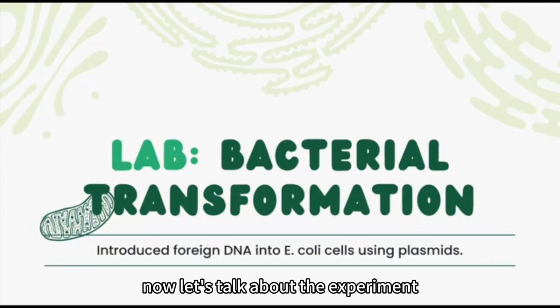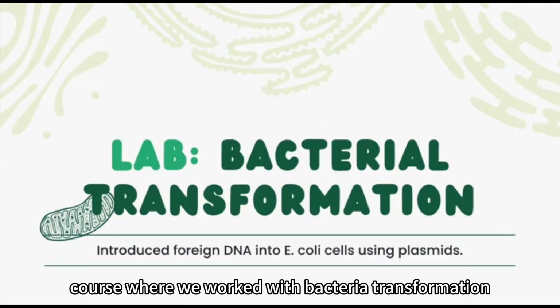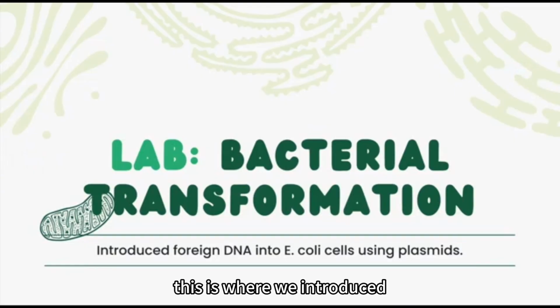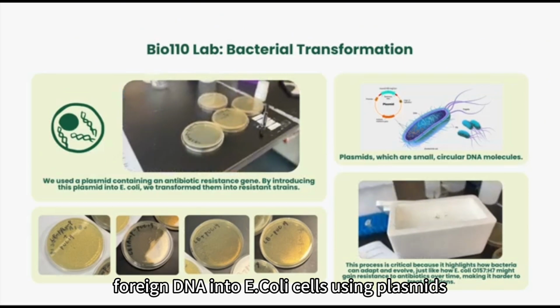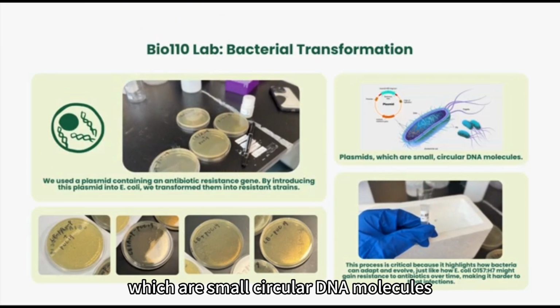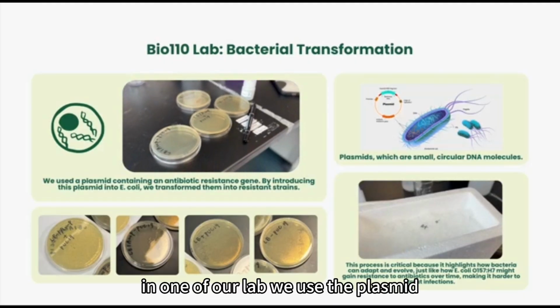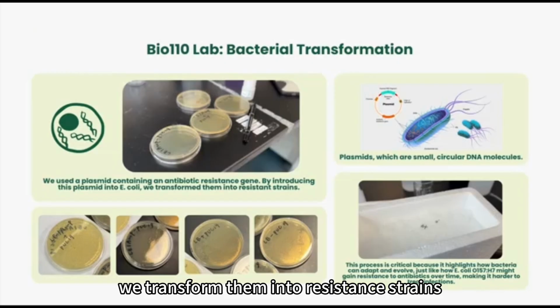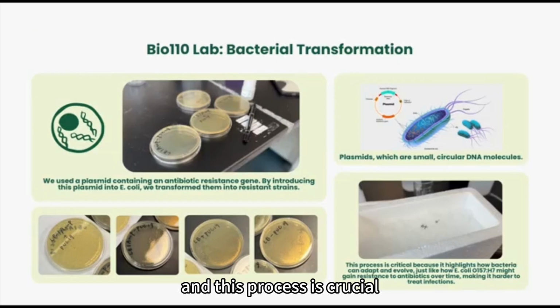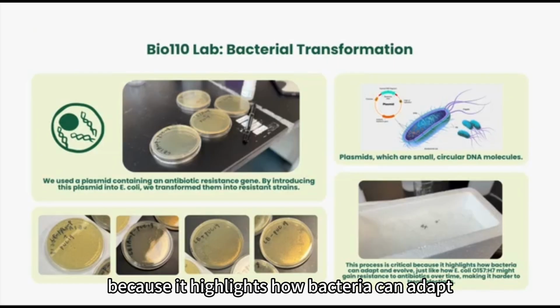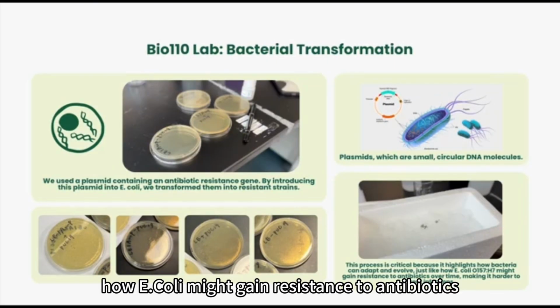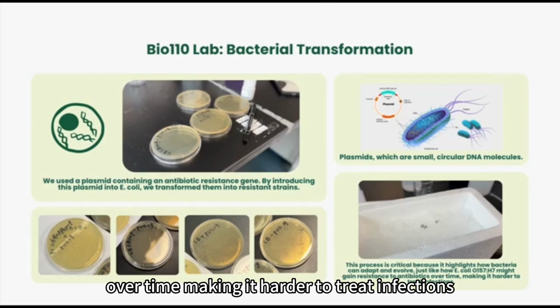Now let's talk about the experiment we've done in the BIOL110 course, where we worked with bacterial transformation. This is where we introduced foreign DNA into E. coli cells using plasmids, which are small, circular DNA molecules. In one of our labs, we used a plasmid containing the antibiotic resistance gene. By introducing this plasmid into E. coli, we transformed them into resistant strains, and this process is crucial because it highlights how bacteria can adapt and evolve, just like how E. coli might gain resistance to antibiotics over time, making it harder to treat infections.